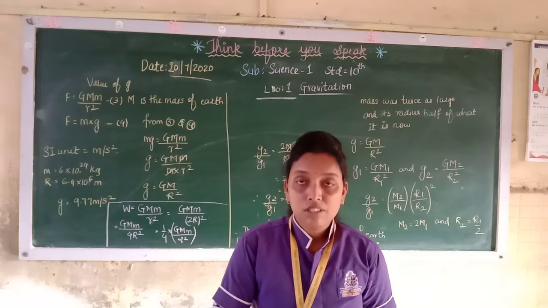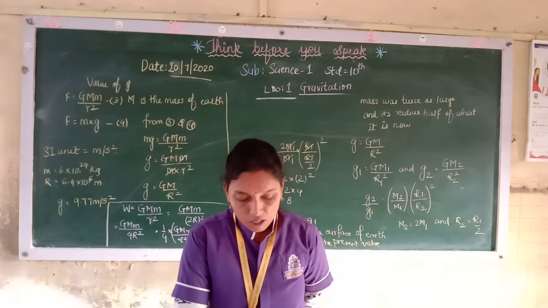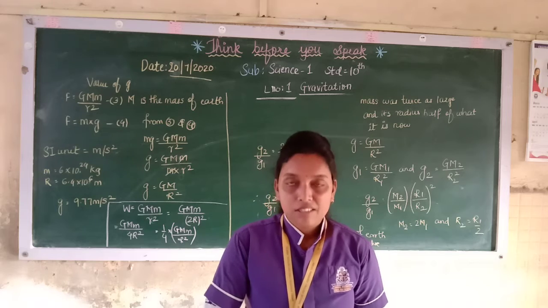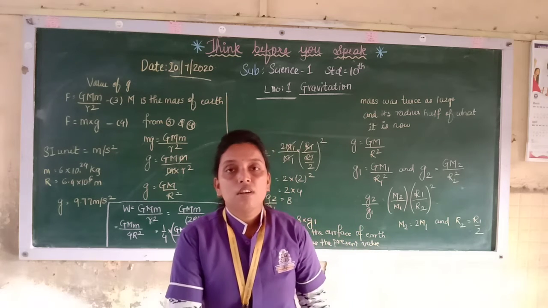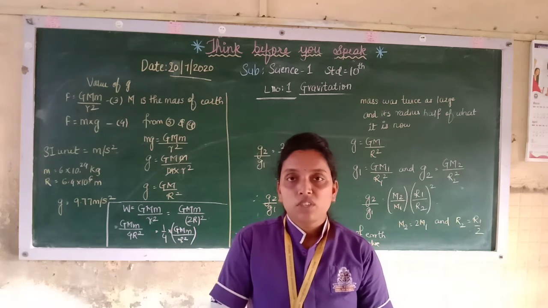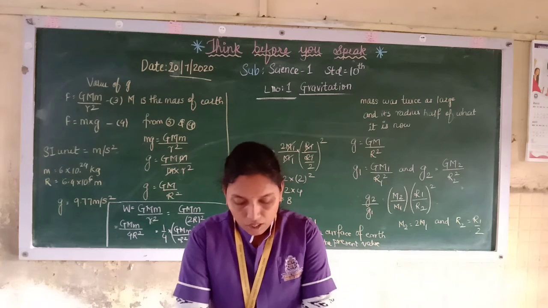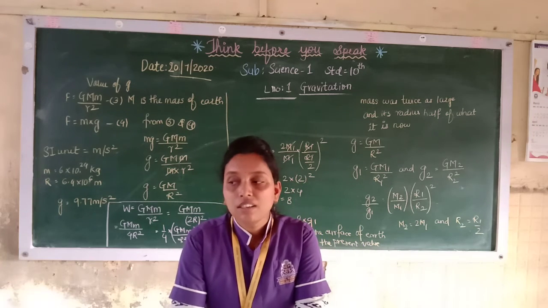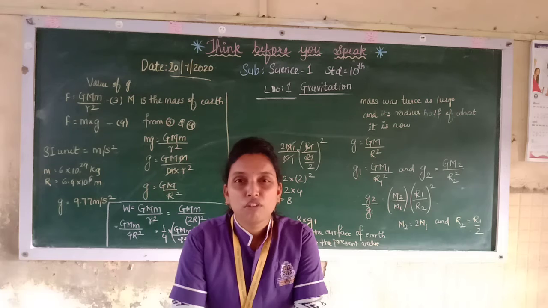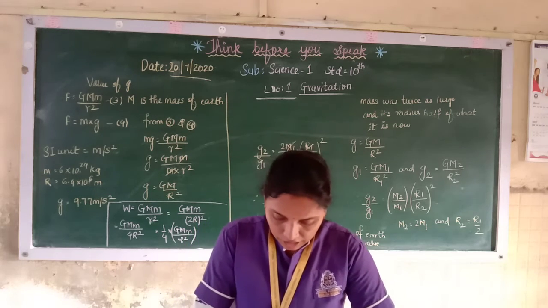Mass and weight. Now this you must have studied in the lower standards. Mass is the amount of matter present in the object. Whatever matter is there in the object, that is known as mass. The SI unit of mass is kg. So remember, the SI unit of mass is kg.